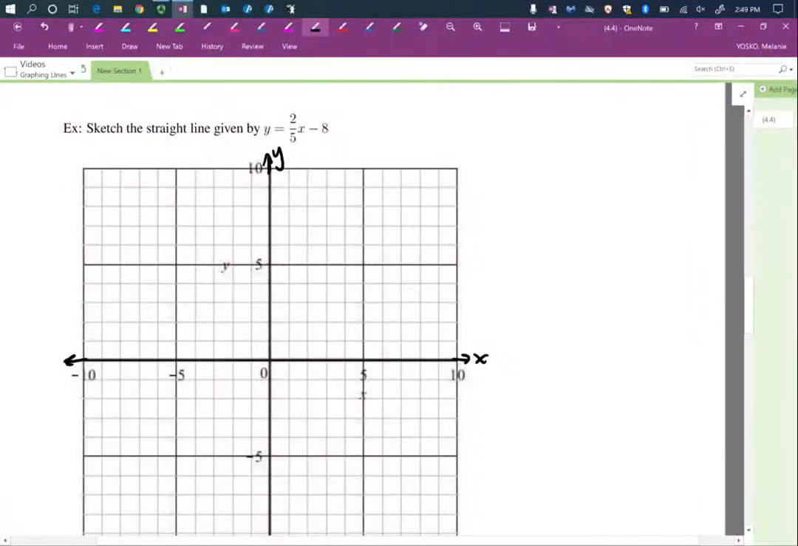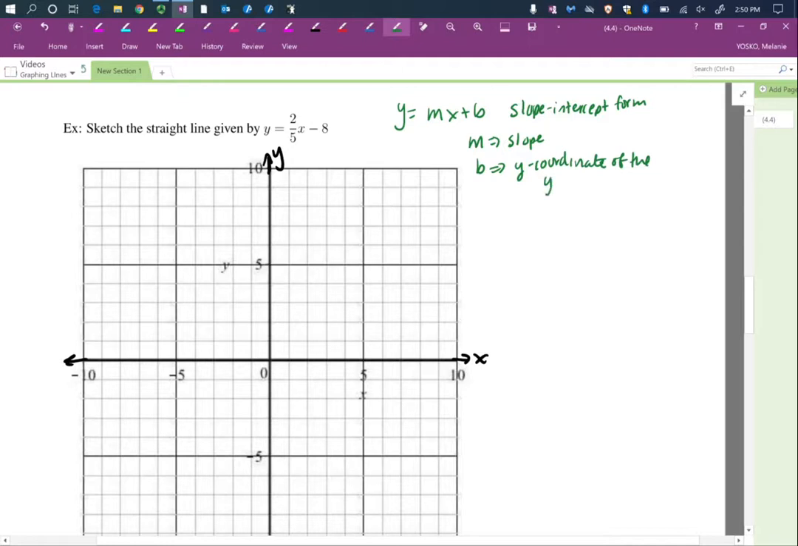Sketch the straight line given by y equals 2/5 x minus 8. So this is given to us actually with the equation of the line. And hopefully you'll remember that this is in what we call y equals mx plus b form, or slope-intercept form. Remember that m is the slope and b is the y coordinate of the y-intercept.